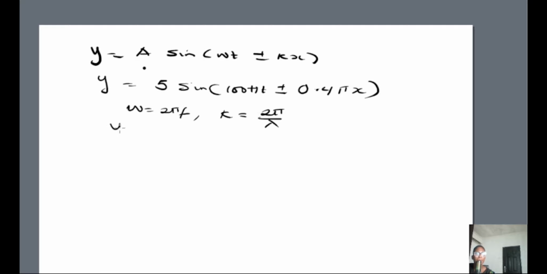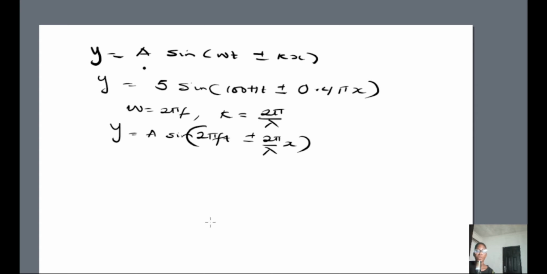So we can have that y is equal to A sine (2 pi f t plus or minus 2 pi over lambda x). Then we close the bracket. So now looking at this, 5 is our amplitude. Remember that. w is our angular frequency, k is our wave constant. Our t is our time and x is the distance. So what is our 5?